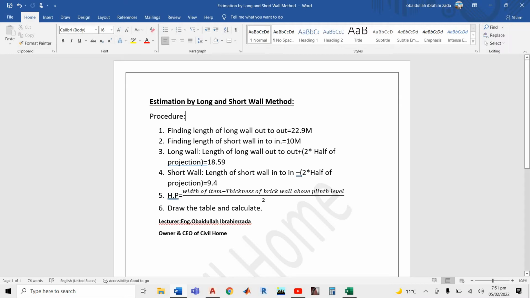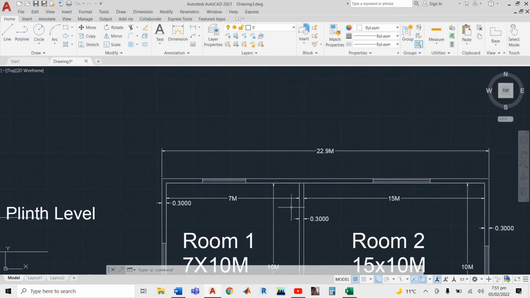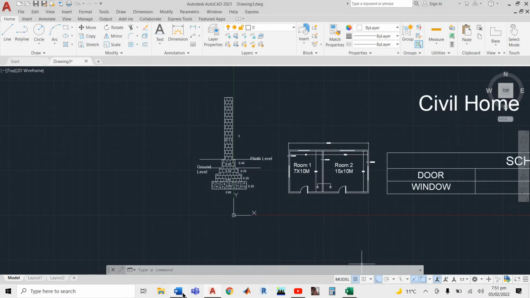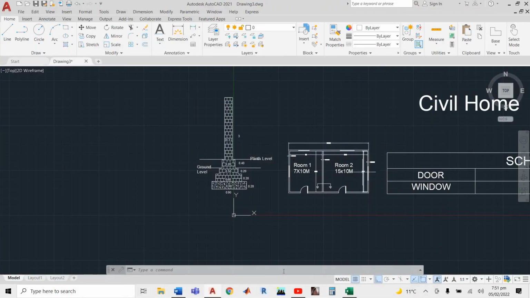Okay, I repeat it. Length of long wall out to out. How can we find the length of the long wall out to out? Just 0.3 plus 7 plus 0.3 plus 15 meters. It becomes 22.9. How can we find the length of the short wall end to end? 15 to 10 meter. Yeah.